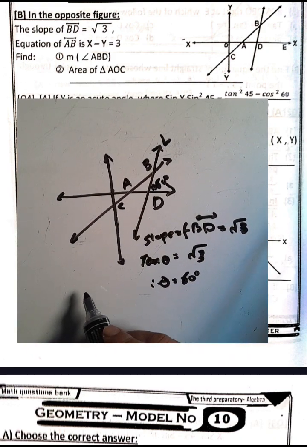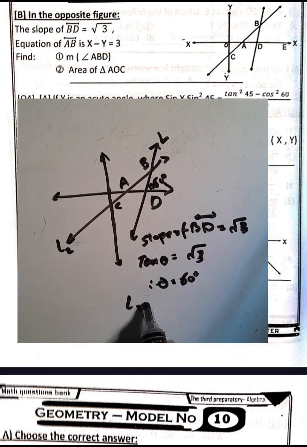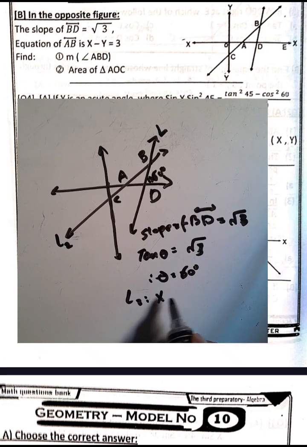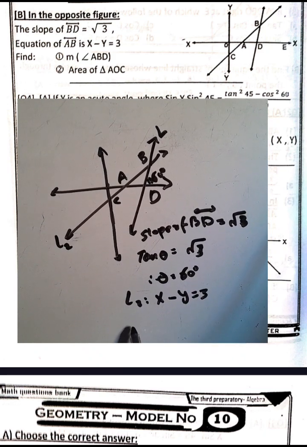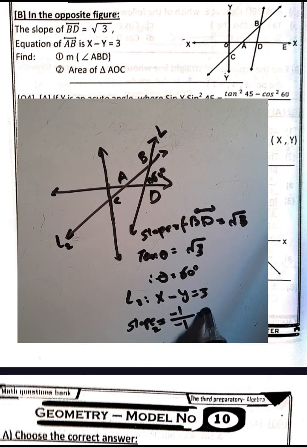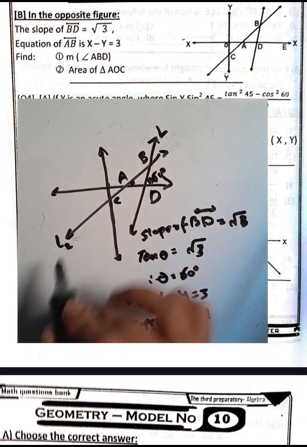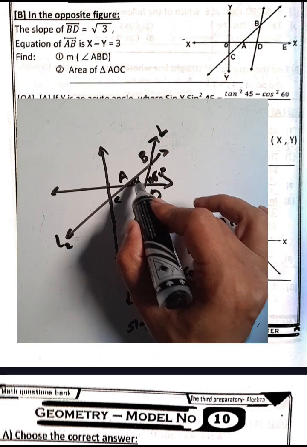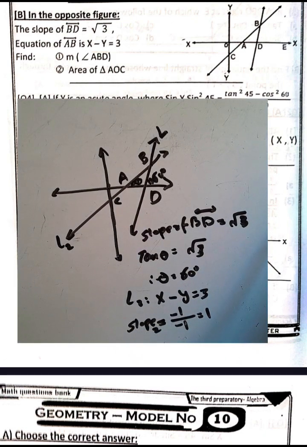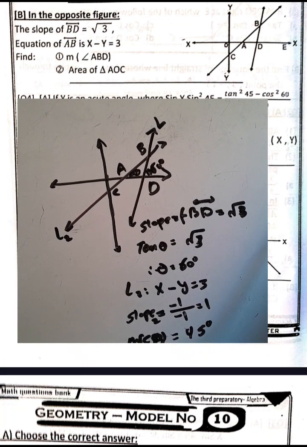Okay, and he gave us the equation of straight line AP here, L2. He gave us this equation, x subtract y equals 3. You can find the slope here: slope 2 equals negative coefficient of x over coefficient of y. The result will be 1. Then we will call this angle theta, and this angle will be beta. The measure of angle A will be what? It will be 45 degrees because tan A is 1.